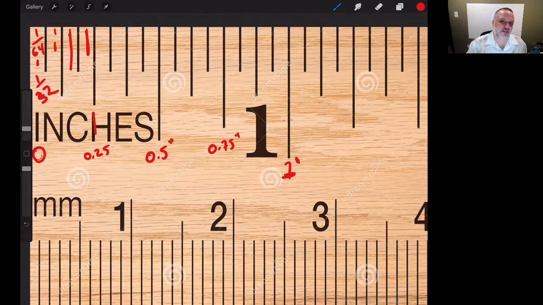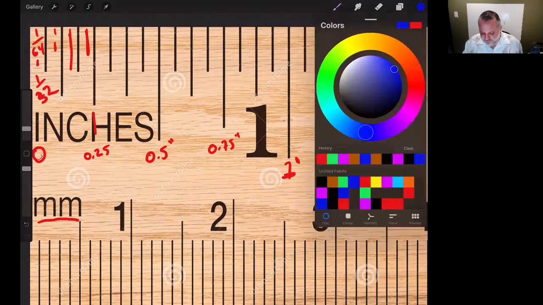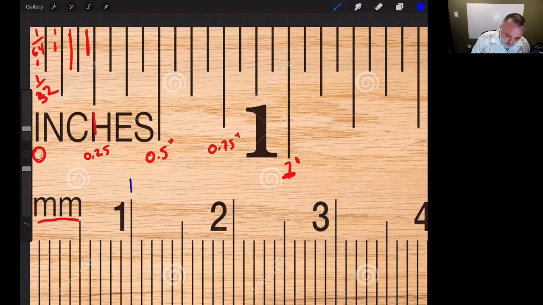So let's take a look at the metric version of this ruler, where it looks like millimeters. So here's millimeters. What does the millimeter mean? Does that mean that this is 1 millimeter and that's 2 millimeters? Is this 1 millimeter and this 2 millimeters? No. What it's saying is that the smallest graduation is a millimeter.